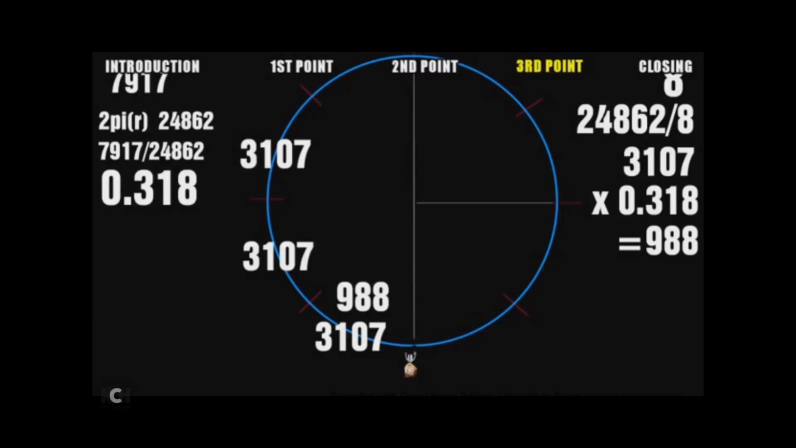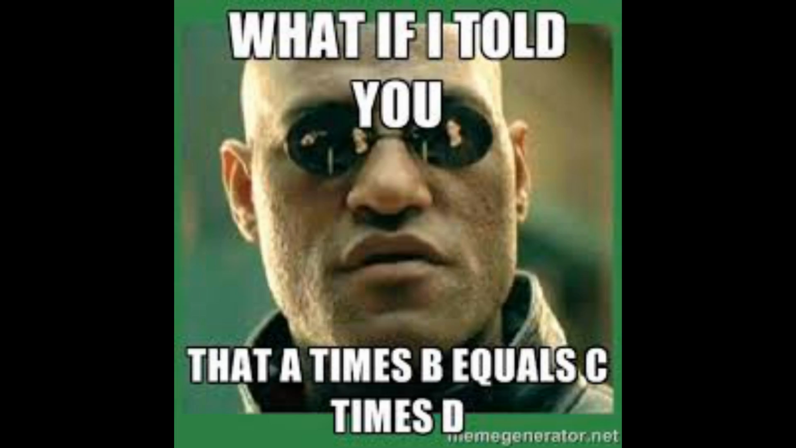And if we take that 988 and multiply it back out by the 0.318, of course we get the 7917, which is the exact diameter of the Earth, which is double the radius, which is the curvature of each half.